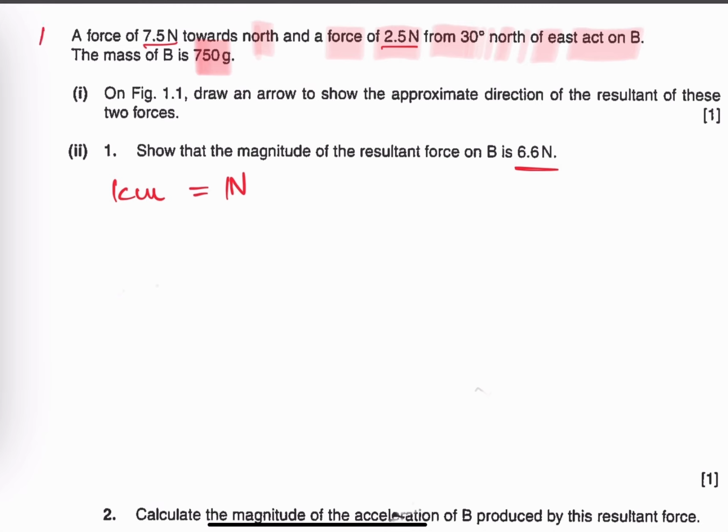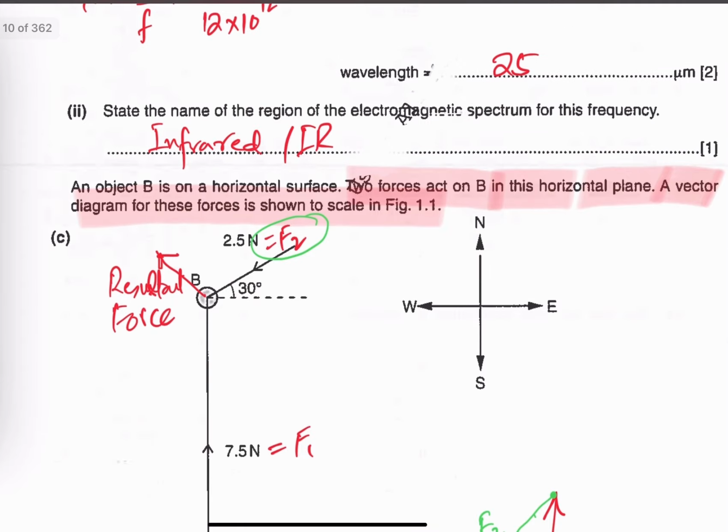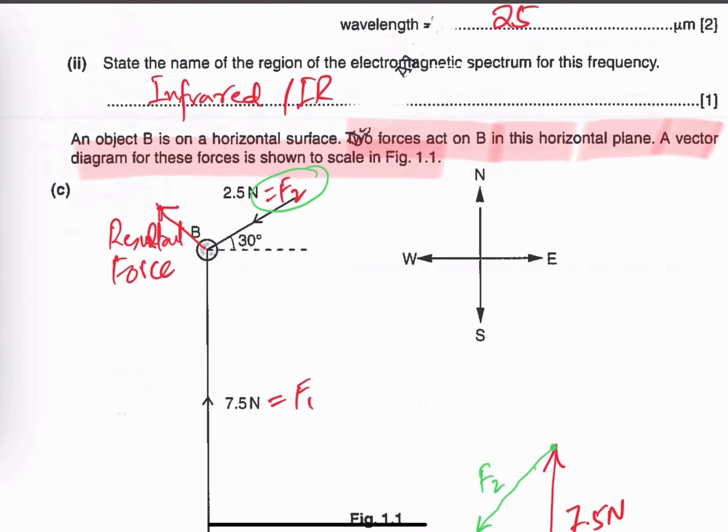Okay, this is force 1 and this is force 2. Take a scale and draw a 7.5 centimeter line in the north direction. Okay, this is force 1. Now we have to draw the second force at 30 degrees north of east, acting on B. North of east, so you have to draw 30 degrees, take a protractor and measure the angle. It's actually not approximate, it should be 30 degrees with the x-axis.